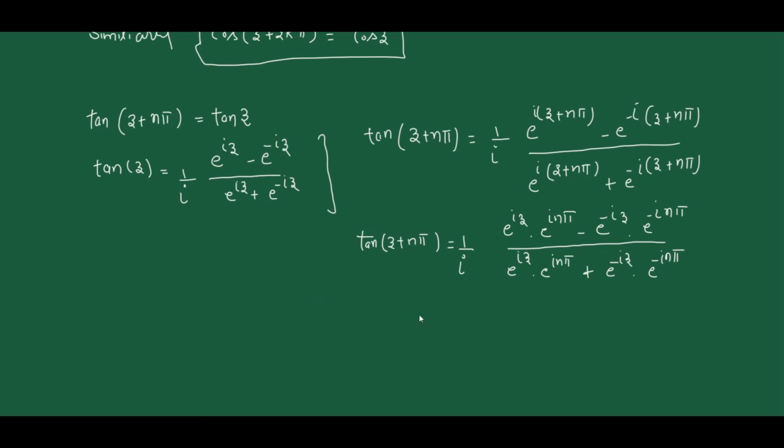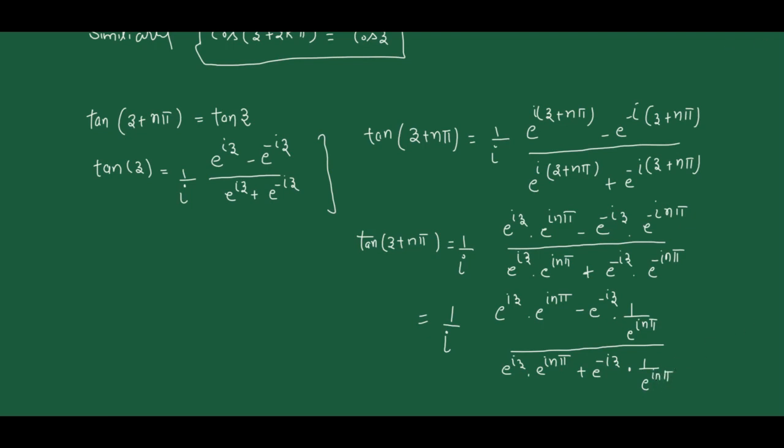Now, what you can do, you can write this expression again: 1 by iota, e raised to power iota z times e raised to power iota n pi minus e raised to power minus iota z times 1 over e raised to power iota n pi. Similarly, in the denominator, e raised to power iota z e raised to power iota n pi plus e raised to power minus iota z into 1 over e raised to power iota n pi.